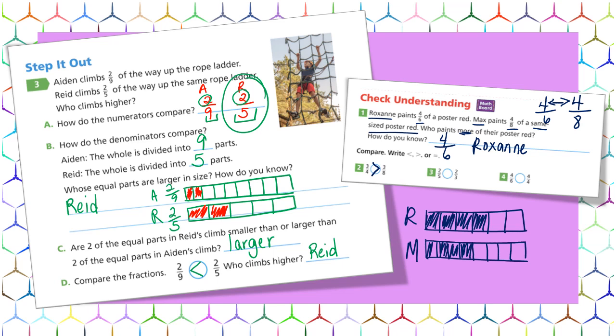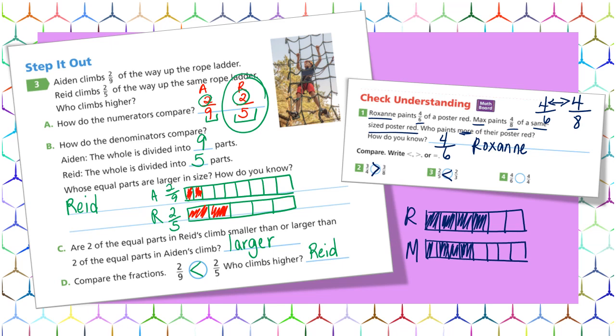2/5 and 2/3. My numerator is the same, so I'm looking at my denominator. I want to count 2 parts in my numerator, and in one fraction, my denominator is broken up into 5 equal parts, and in the other one, 3 equal parts. Well, if I break it up into 3 equal parts, those parts are bigger, so 2/5 is less than 2/3.